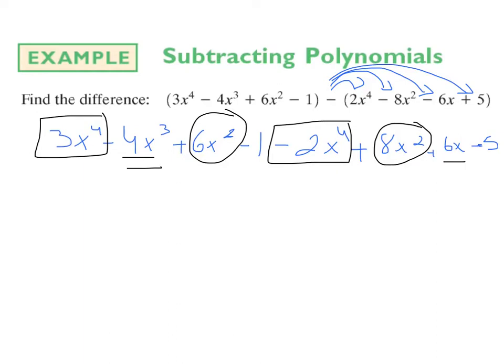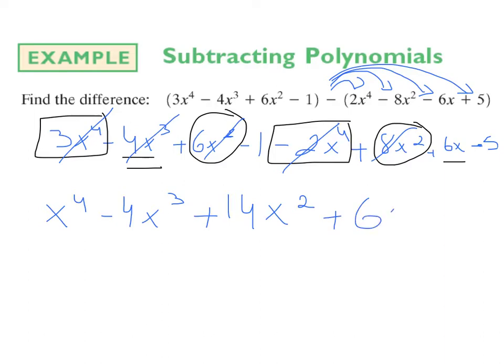Now 3x to the fourth power minus 2x to the fourth power is x to the fourth power. Negative 4x cubed with nothing will stay the same. And here we have 6x squared plus 8x squared is 14x squared. Then we have 6x. Wait a second, I forgot to do this.